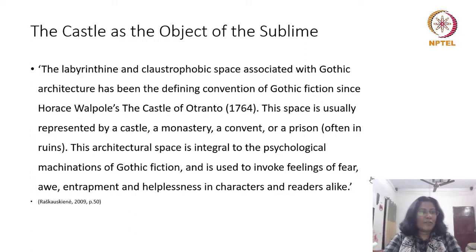So this space is usually represented by a castle, or within the castle, a monastery, a convent, or a prison, which is in ruins. And this kind of architectural space, the key architectural space that we find in the Gothic, the one that harasses its occupants or its victims, is very intertwined with the psychological machinations of Gothic fiction, and the castle is used to evoke the same feelings of sublimity, such as feelings of fear, awe, entrapment, and helplessness. There's vulnerability on the part of the person who is within such a castle and who is looking at a great big mountain scene. So the vulnerability in the character within the novel can also be transferred to the reader who is outside of that novel as well.